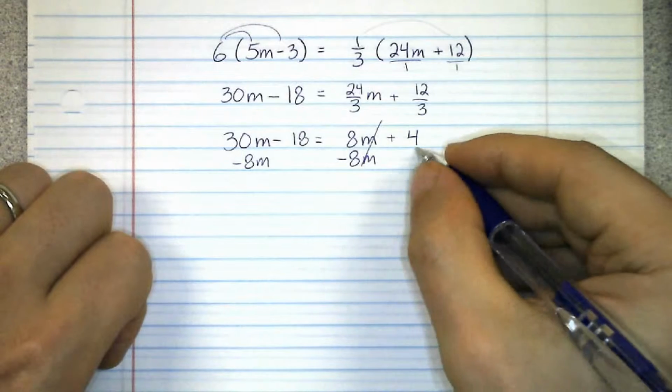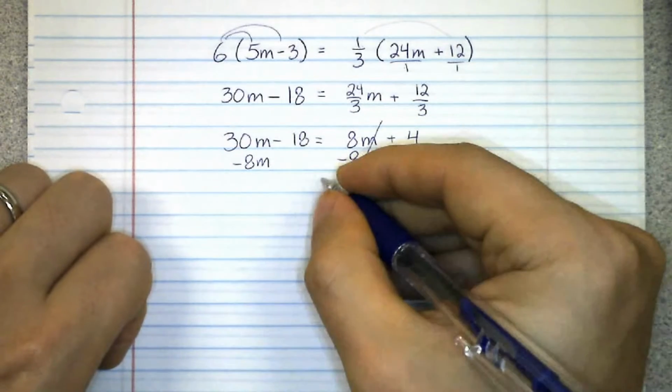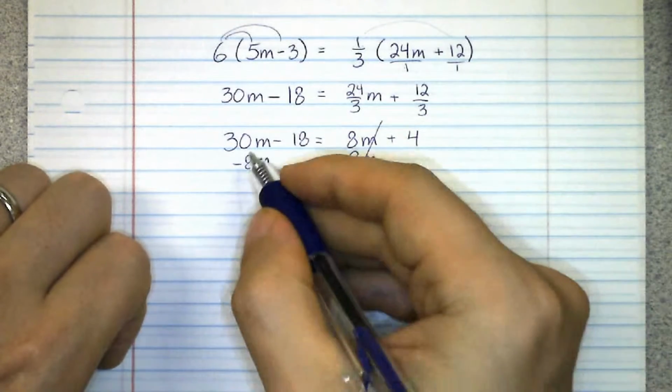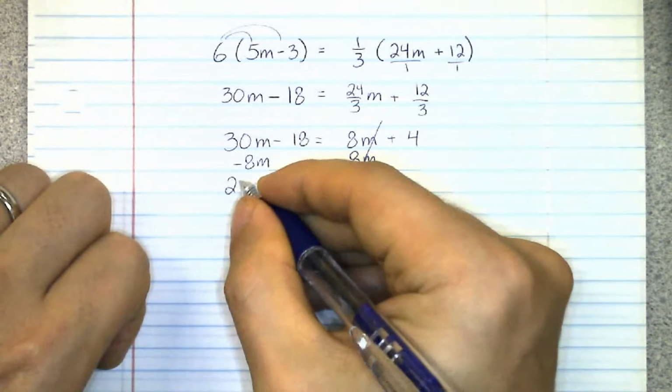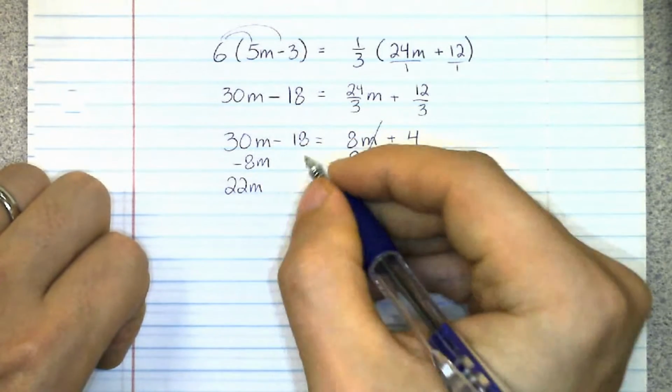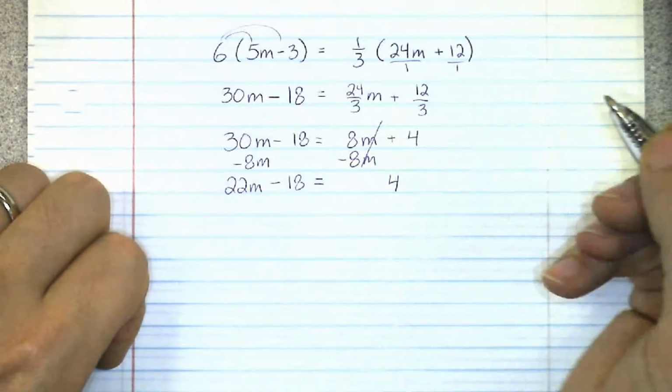These cancel here, and I'm left just with a positive 4. There's my equal sign. 30 m's minus 8 m's is going to be 22 m's, and I still have my minus 18. That did not go anywhere.